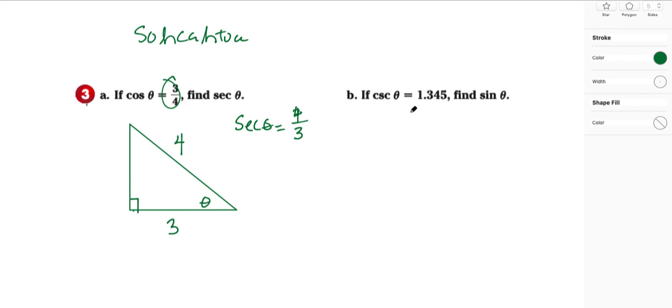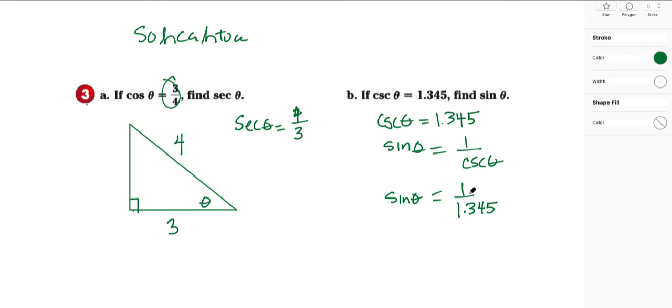So if the cosecant of theta is 1.345, and I'm not going to draw a triangle such that that's the case, find the sine. So really what I'm looking for is the reciprocal of this situation. So with that, we get that the sine of theta is equal to the reciprocal, which is 1 over 1.345. And that approximately is going to be, with the help of a calculator, about 0.744.